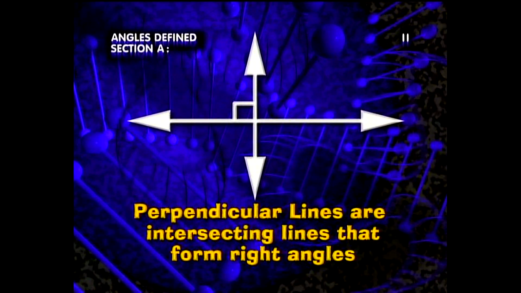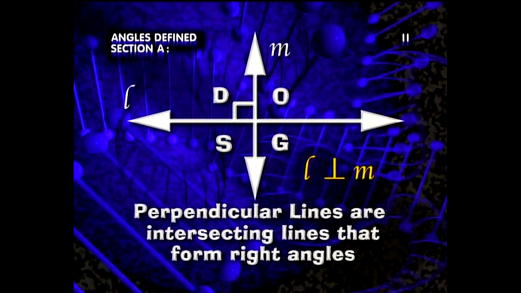And finally, perpendicular lines are intersecting lines that form right angles. Rays and segments can also be perpendicular. Here we have two perpendicular lines, L and M. So all four angles, D, O, G, and S, are right angles. When we write that two lines are perpendicular, we use a special symbol. L is perpendicular to M.